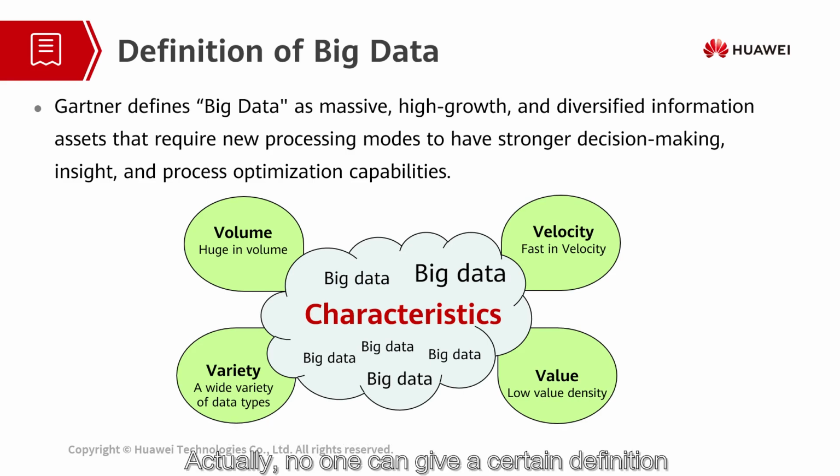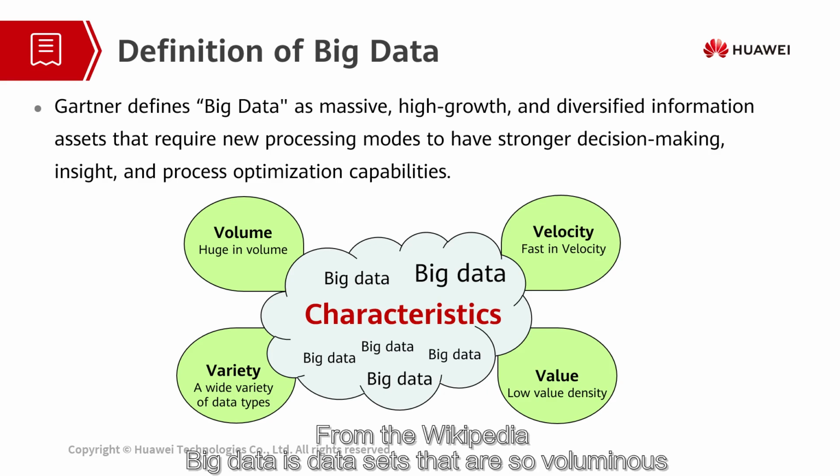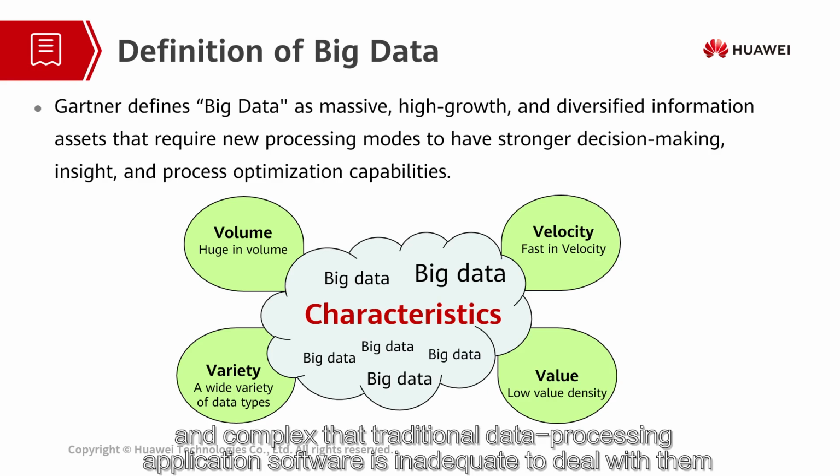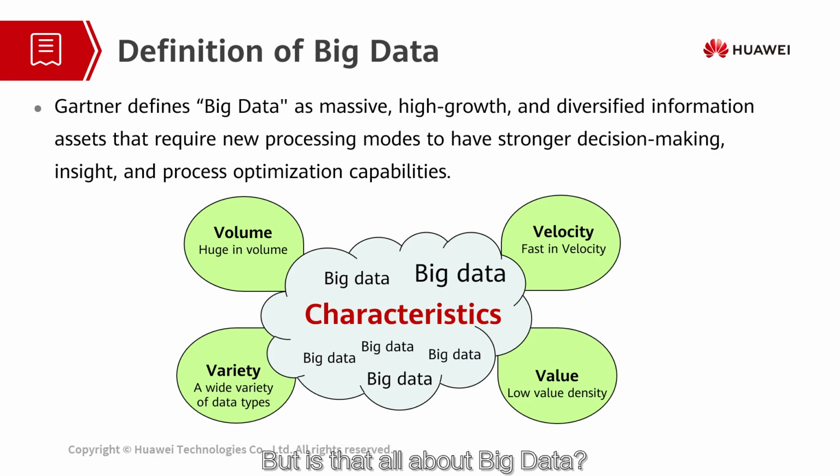Actually, no one can give a certain definition. From Wikipedia, big data is datasets that are so voluminous and complex that traditional data processing application software is inadequate to deal with them. But is that all about big data? Here, we give you 4 V's for description.